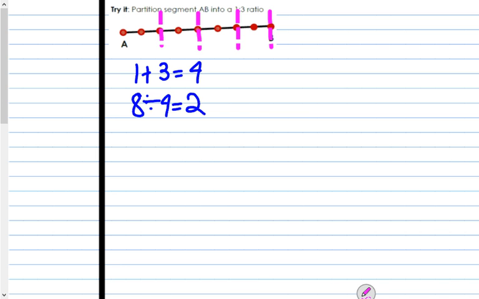So I need to draw my partition in a 1:3 ratio. That means right here, because I have 1 group, then I have my dividing point, and then I have 3 groups. And all my groups are equal. Okay, so my point P is right there. I partitioned my line into a ratio of 1:3.